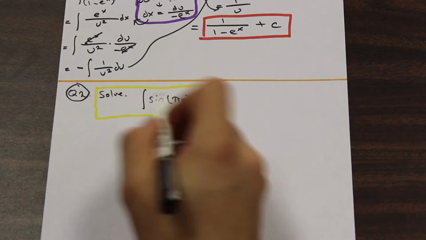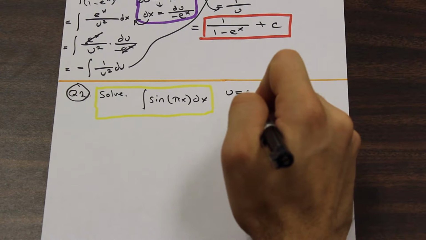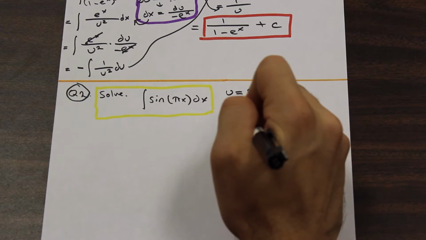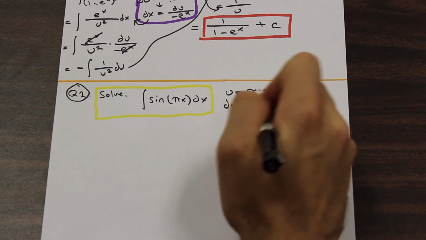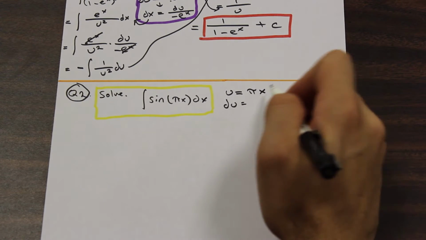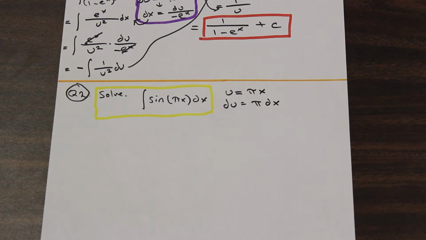So over here on the right, we'll say that u is equal to pi x, okay? And du, differentiating u with respect to x, okay? So we're differentiating this with respect to x. The x just goes away, right? And we're left with the constant, which is pi dx. Perfect. Okay, so how does that help us here?